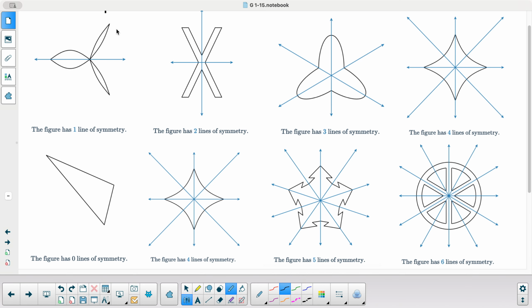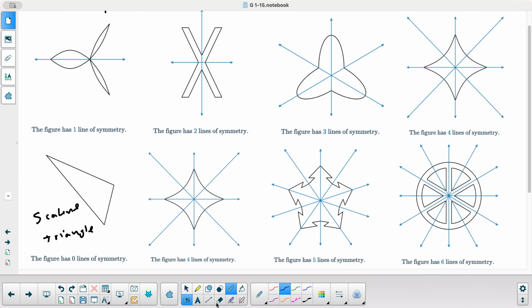Here's one line of symmetry. I flip over across there. Here's 2. Here's 3. Here's 4. This one has none. If you ever want to draw one that has no lines of symmetry, that would be a scalene triangle. Those are always good ones if you ever are looking for a figure with no lines of symmetry. Here's one with 4. Oh, I did the same one twice. I don't know why I did that. Here's one with 5. Here's one with 6. This kind of looks like a regular pentagon.